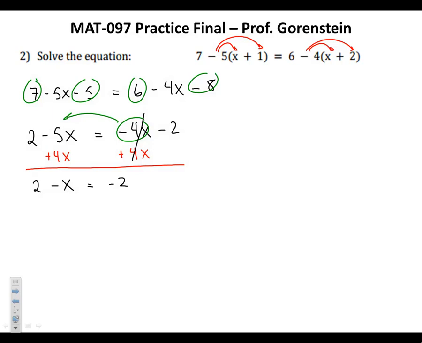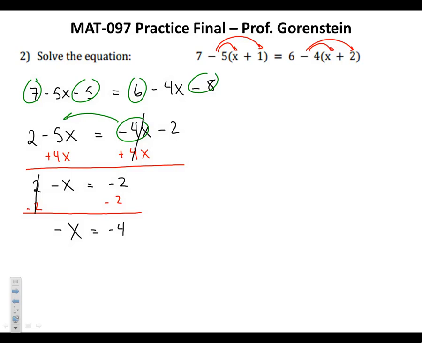So we've got the variables on the left, we want the numbers on the right. We'll deal with the +2 on the left. The opposite of a +2 is a -2. So we'll subtract 2 from both sides. That will eliminate the 2 on the left. So on the left-hand side we simply have a -x. And on the right we have -2 minus 2 is a -4.